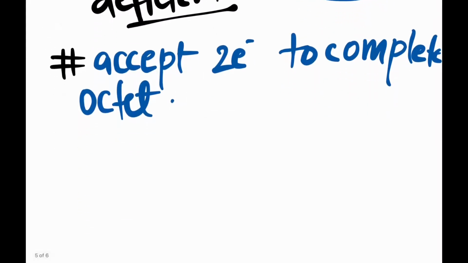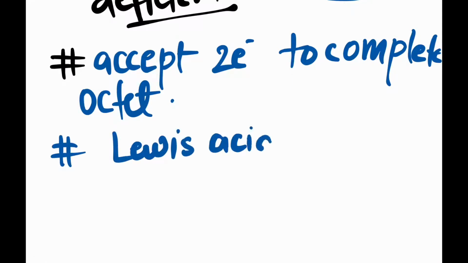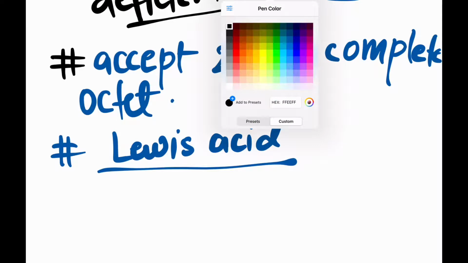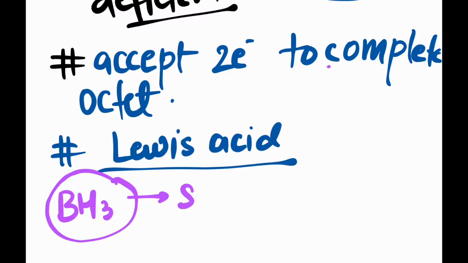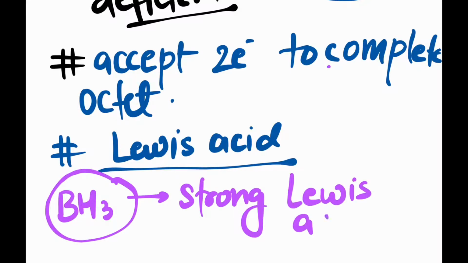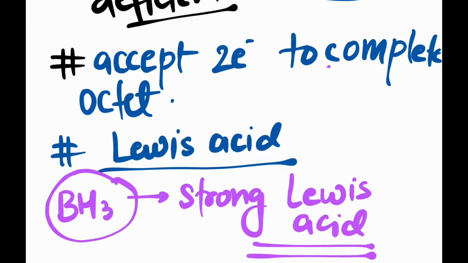Hence we can say it is a Lewis acid, because a Lewis acid has the tendency to accept an electron pair to complete its octet, and even a molecule which has a complete octet but has vacant d orbitals can also act as a Lewis acid. Now, BH3 is a strong Lewis acid.